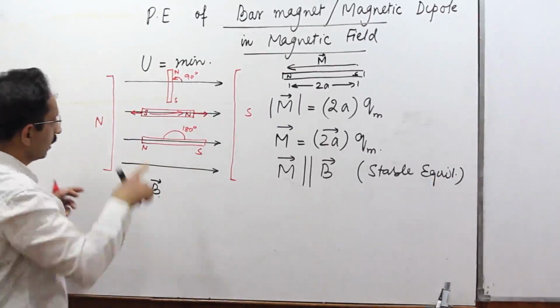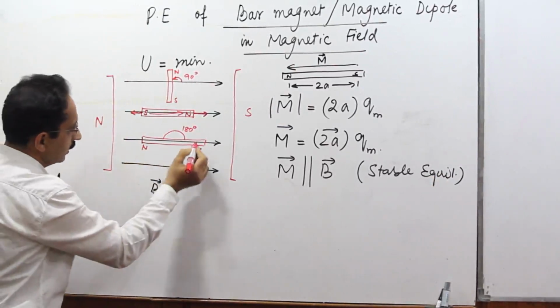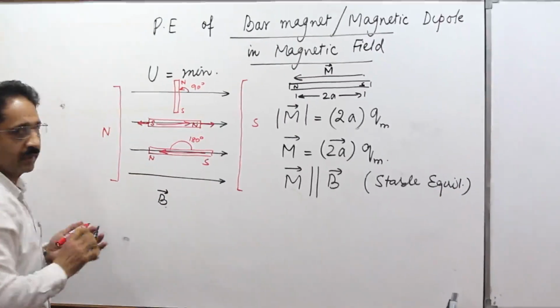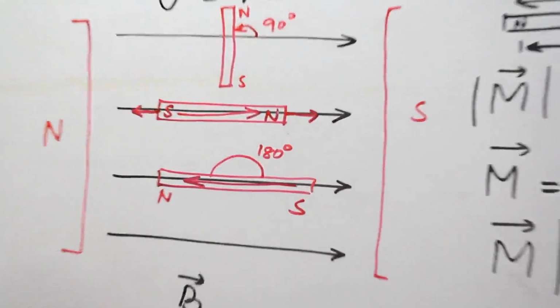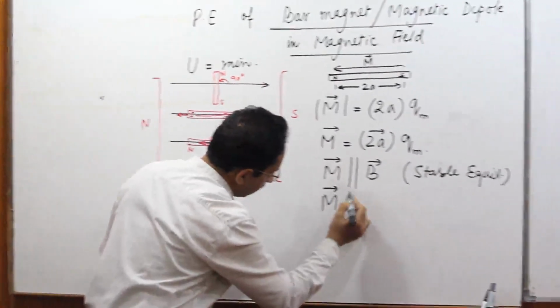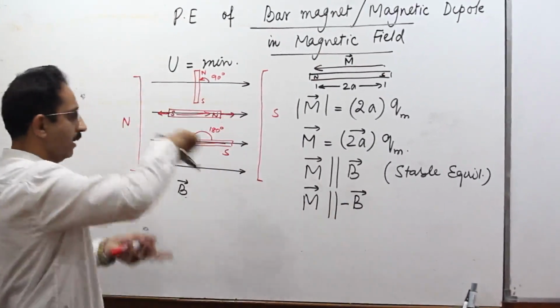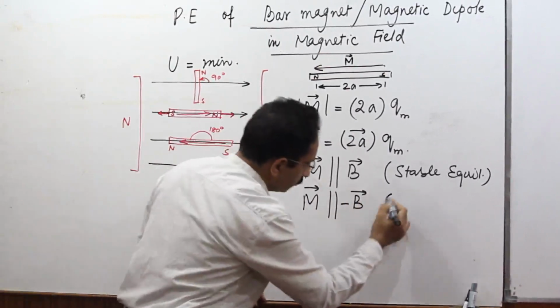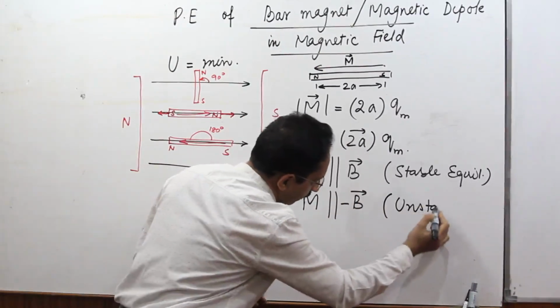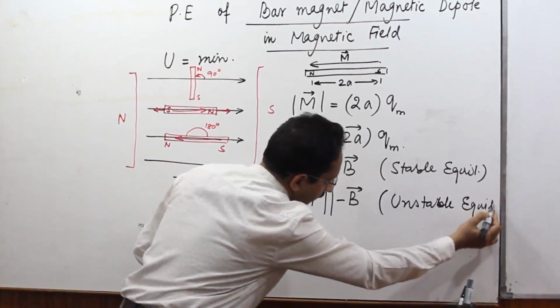You will also see from this diagram that if this is the magnetic dipole moment, here is the magnetic dipole moment directed from south to north. So when the magnetic dipole moment becomes anti-parallel, which means it is parallel to minus b, or they are opposite in direction, this would be an unstable position or a position of unstable equilibrium.